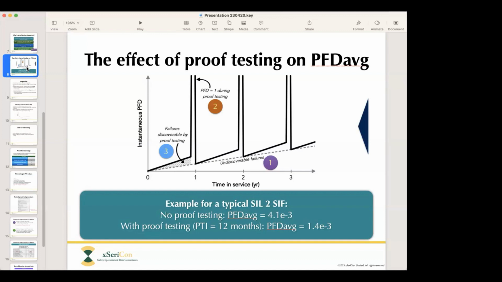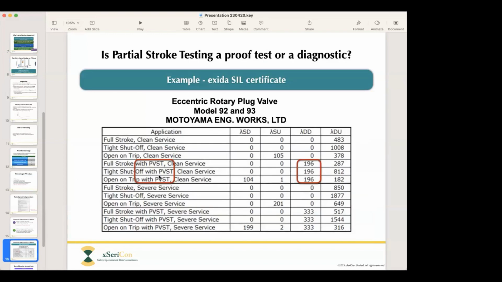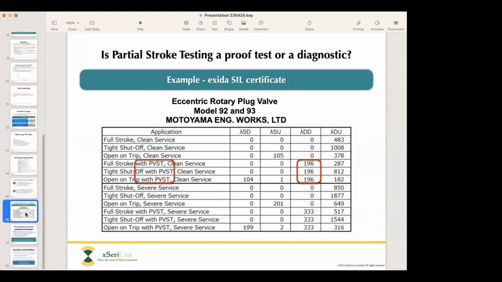And previously we showed that the impact of including or excluding proof testing can be around a factor of 3 times on the PFD average value. So if you incorrectly count those lambdas as DDs when they should really be DUs, then you are potentially miscalculating by a factor of 3 the probability of failure on demand that you can actually achieve with the SIF. So please do be careful about that. That is a pitfall that I very often see in the industry.